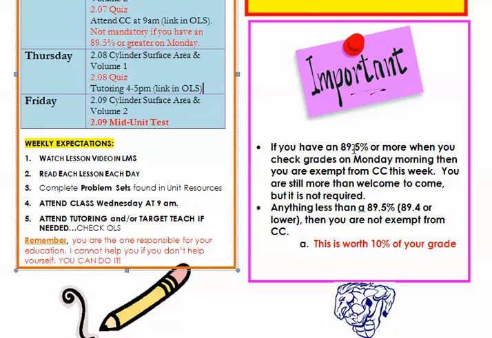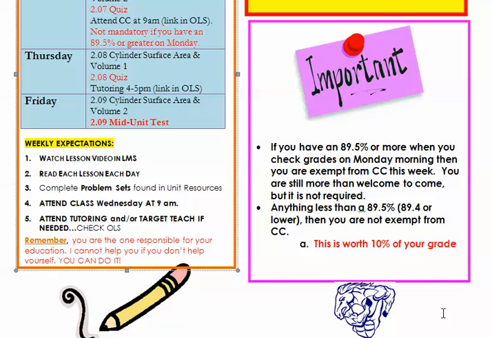So if you have an 88 on Monday and then you have say a 92 on Tuesday, you are not exempt that week. You have to have the 89.5 or greater on Monday in order to be exempt. And it's very strict. So 89.4 or lower, you are not exempt.